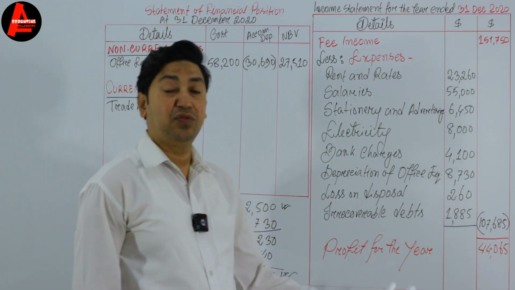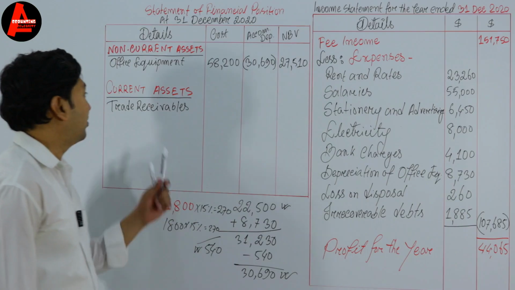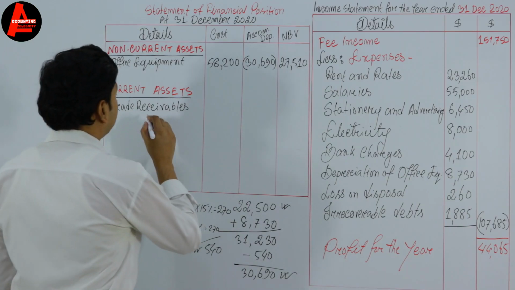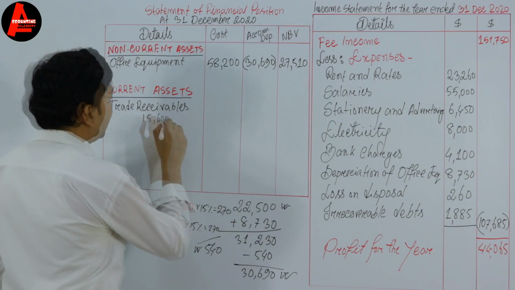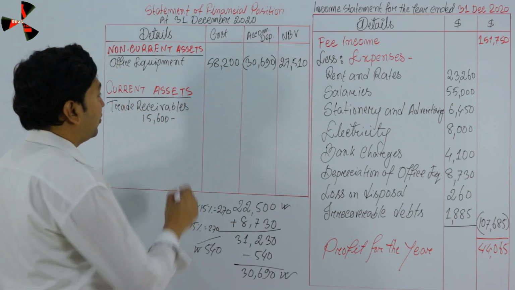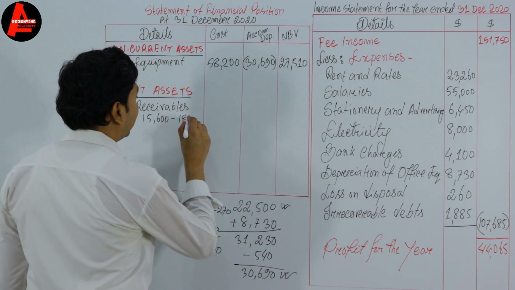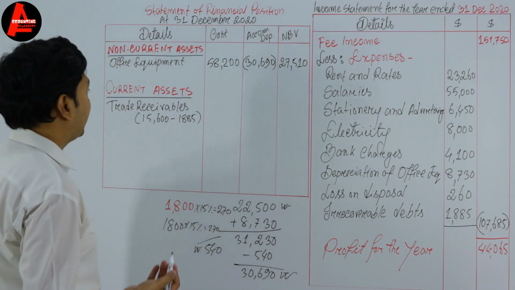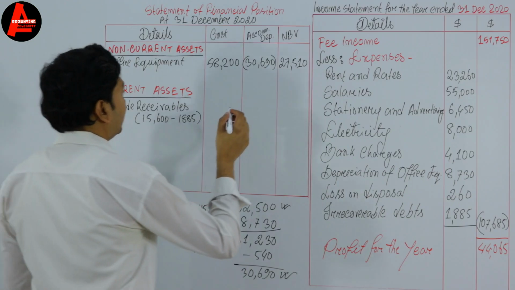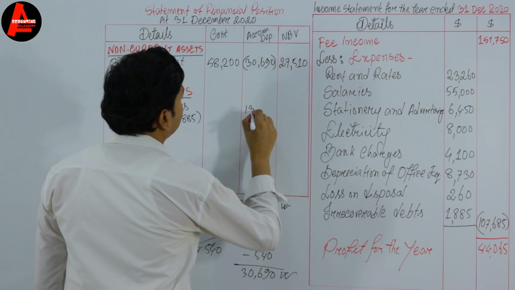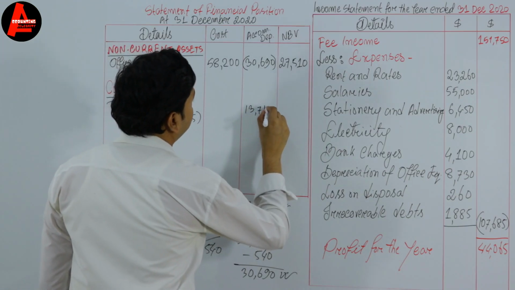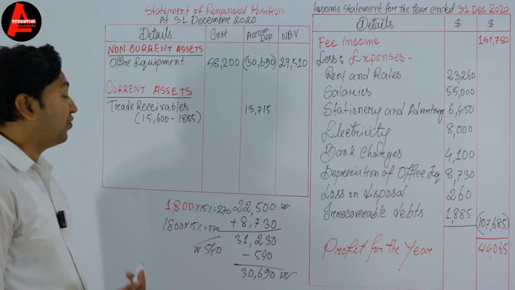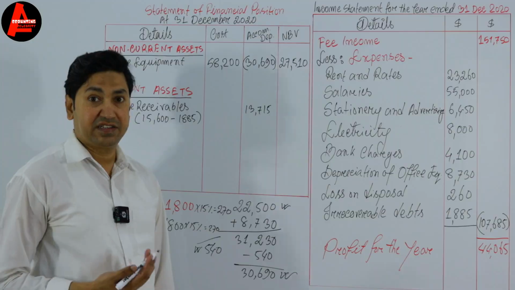$1,885. Okay, so we have to subtract this amount from the trade receivables, $15,600. So from this amount, we will subtract $1,885. Okay. So what do we get if we subtract? We get here $13,715. Okay. So here we have one more current asset.